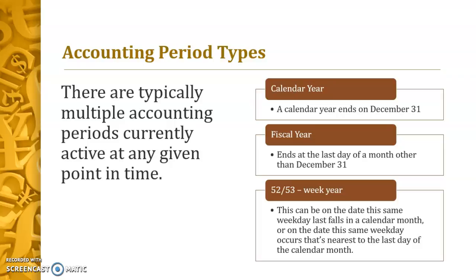A fiscal year arbitrarily sets the beginning of the accounting period to any date, and financial data is accumulated 1 year from this date. For example, a fiscal year starting April 1st would end on March 31st the following year. A 52-53 week year can end on the date the same weekday last falls in a calendar month, or on the day the same weekday occurs nearest to the last day of the calendar month.